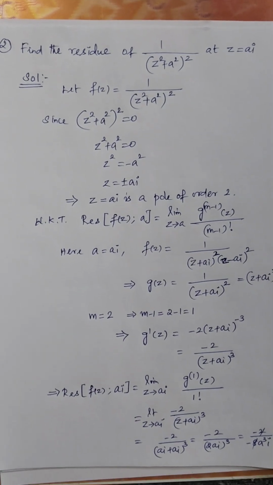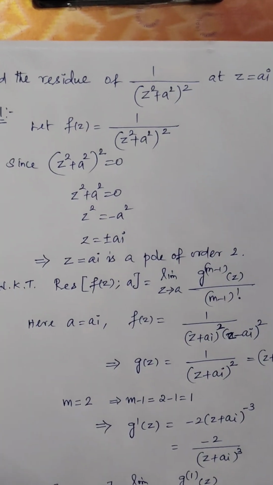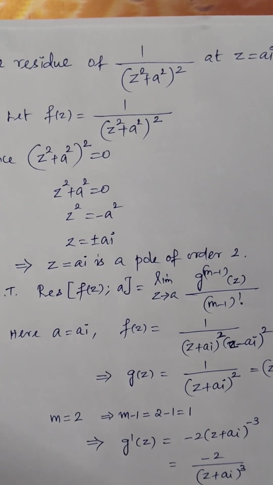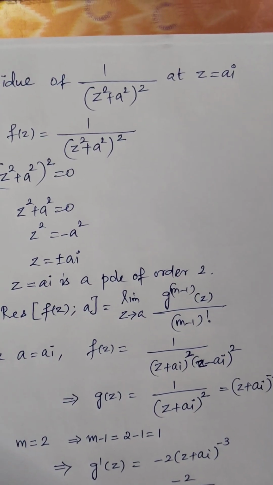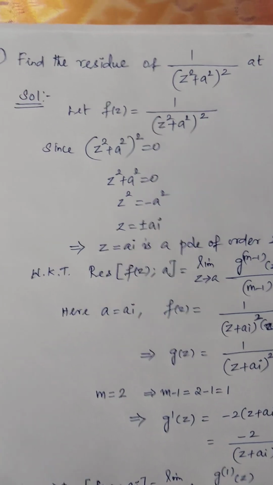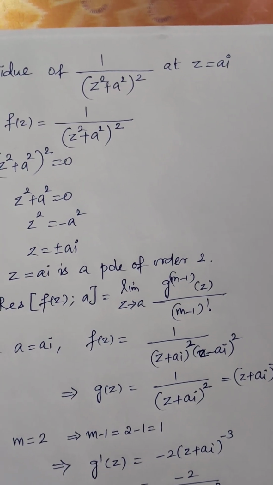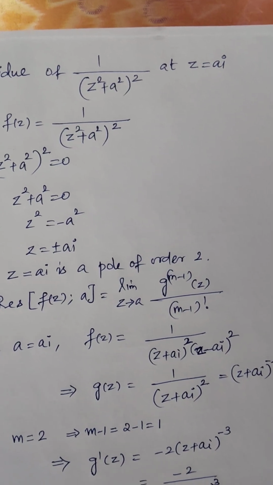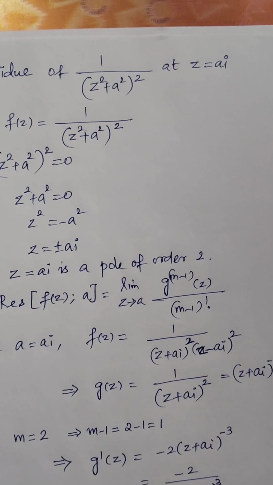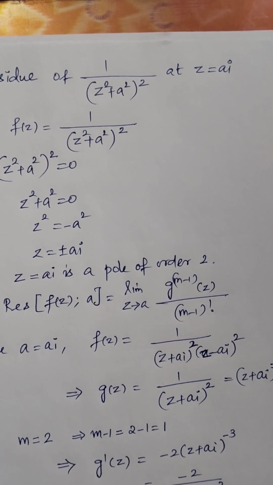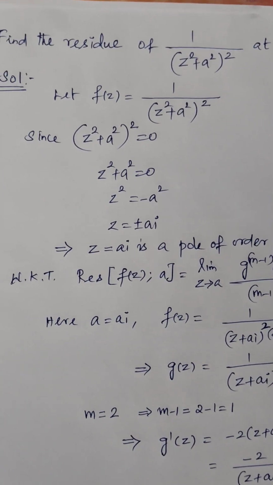Second problem. Find the residue of 1 divided by (z square plus a square) whole square at z equal to ai. Solution. Already they are given the pole z equal to ai. Based on the given function, z equal to ai is a pole of order 2. So I'll tell you how to find that one.